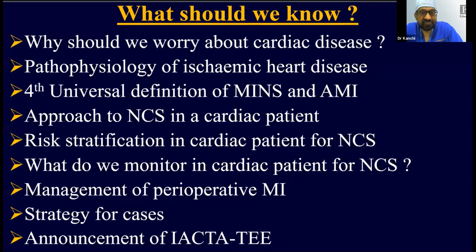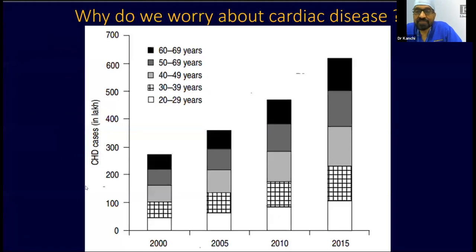How do you risk stratify these patients? What should we monitor in these patients? How do you manage perioperative MI if it occurs in the theater or post-operatively? And what are the strategies for the cases highlighted in the first slide? Ultimately, I will end with the announcement of the International IACTA TE webinar, and I request you to join that. Coming to the first part, why do we worry about cardiac disease?